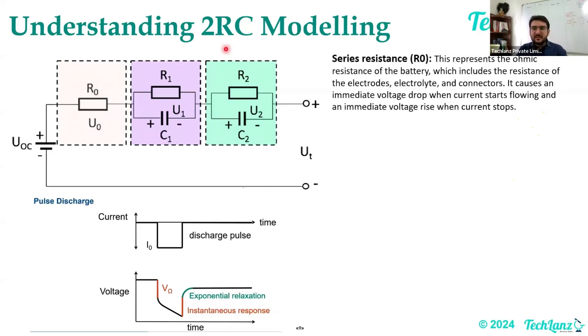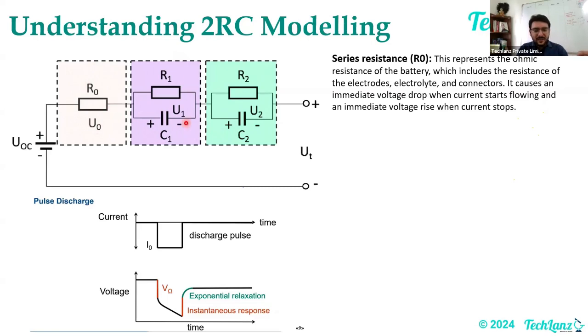So the series resistance takes care of the linear resistance like electrolyte resistance, ohmic resistance, the anode current collector and the cathode current collector, which are there. So all the ohmic resistances which are there are represented by this R0.